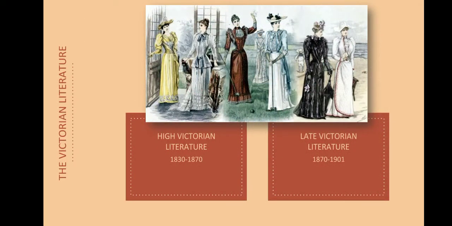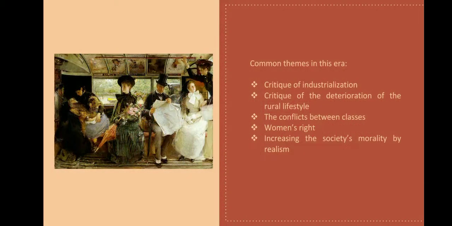So Victorian literature can be divided into two periods, that is, the High Victorian literature and the Late Victorian literature. But I will give more explanation about the Late Victorian literature. So the common themes in this era are the critique of industrialization, the critique of the deterioration of the rural lifestyle, the conflicts between classes, women's rights, and increasing society's morality by realism.